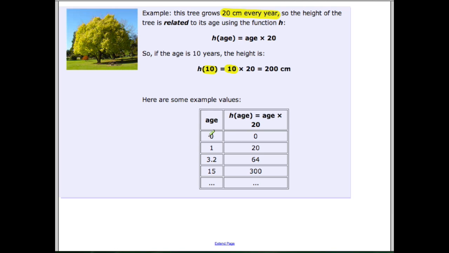So if the age is 0 down here, and we know that we have to take age times 20 to figure out how tall it is, if we take 0 times 20, we're going to get 0. If we look at when the tree is 1 year old, we're going to take the age, which is 1, times 20 to get our height. So 1 times 20 is 20. So it would be 20 centimeters tall at 1 year old. Same goes for the rest. So whatever you put in the input, there's always a rule, and then you get your output.